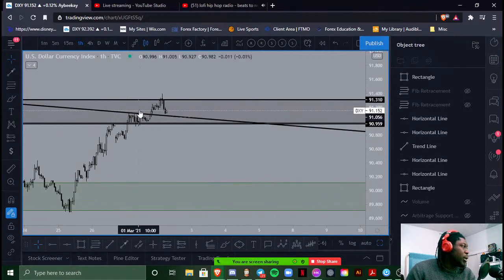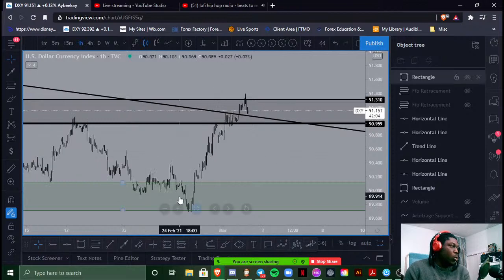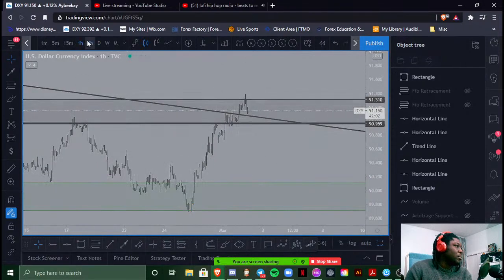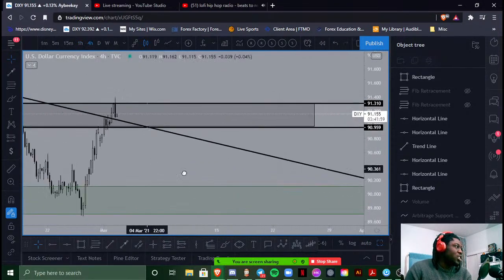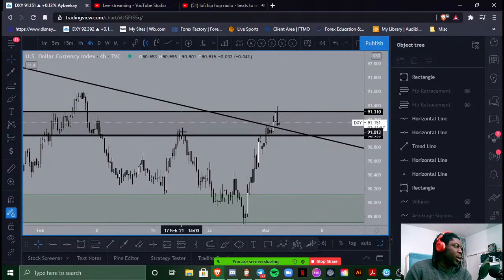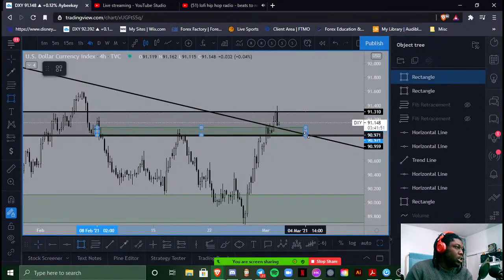But again, this could be a break and retest right here, because on the 1 hour time frame and on the 4 hour time frame, it hasn't made a high yet, but it did break this bear structure right here. I could consider this the bear structure. Well, on the 4 hour, you kind of have to consider that the bear structure.